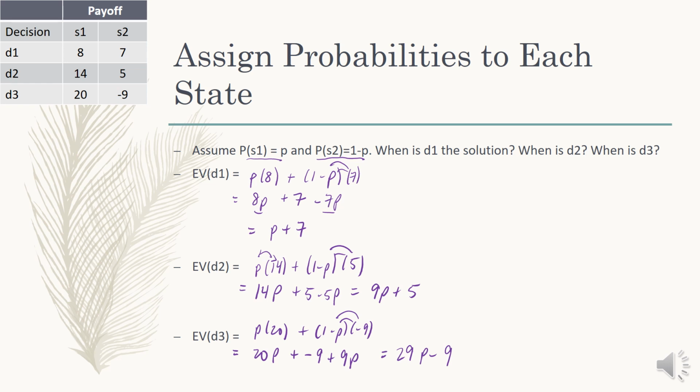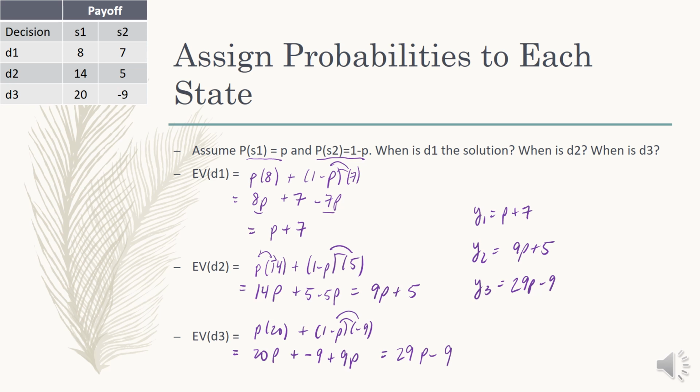And what I'm going to do is I'm going to graph all of these. So I'm going to graph 3 equations. The first one, we'll call it y1, is p plus 7. The second one, which I'll call y2, is 9p plus 5. And then my last one, y3, is 29p minus 9. Remember that we're trying to maximize the expected value.